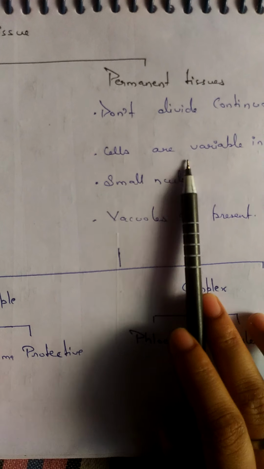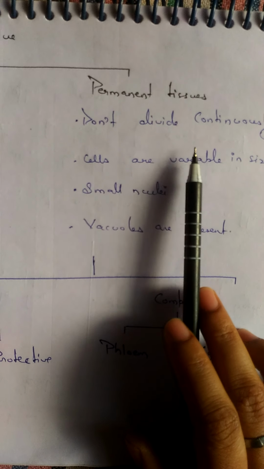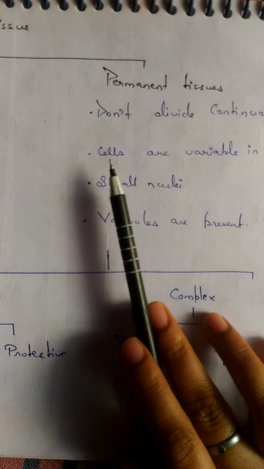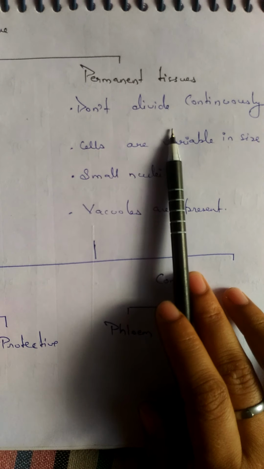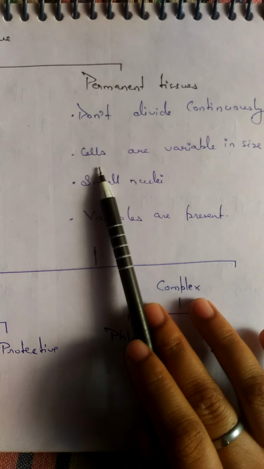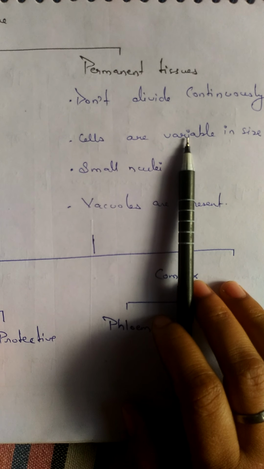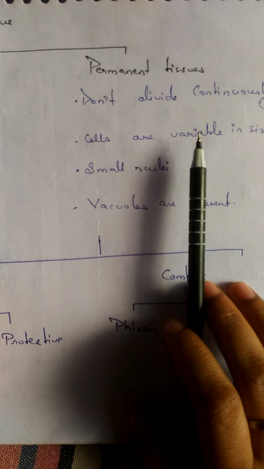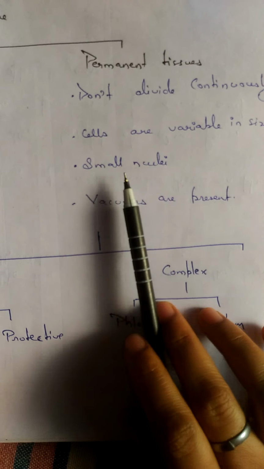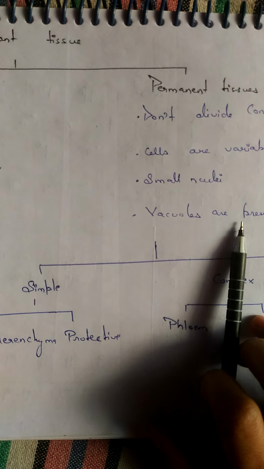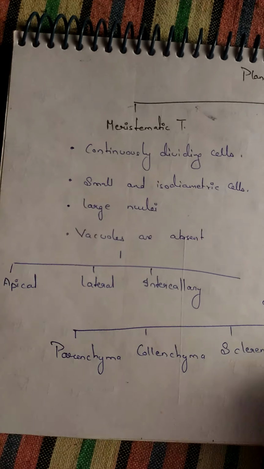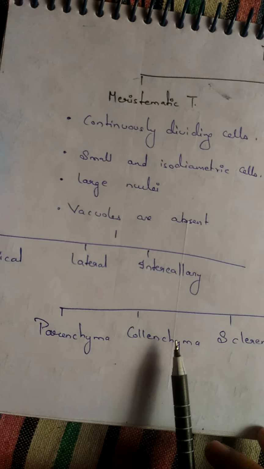While if I'm talking about permanent tissues, just the opposite, they do not divide continuously. Cells are variable in size. In permanent tissues, the cells have different shapes. They can be oval, they can have different shapes. The nucleus is there in them also, but small in size, and vacuoles are present in them in abundance. Again, the division is there, which we have studied previously.